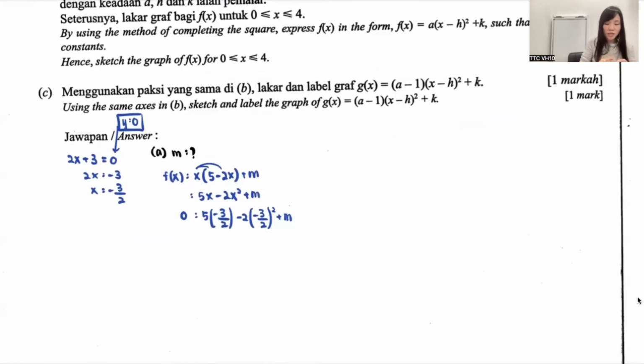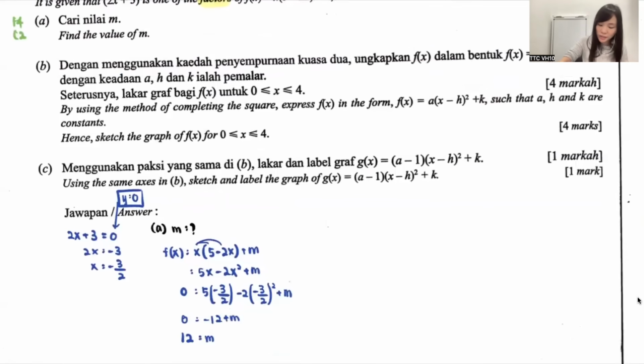So 5 times negative 3 over 2 minus 2 times negative 3 over 2 squared, negative 12 plus m equals 0. What's your m answer? 12. How many marks? 3 marks. You know where the 3 marks are? The moment you write them equals to 0, you get 1 mark. You write this one, 1 mark, you get this one, 1 mark. This is where the 3 marks come from.